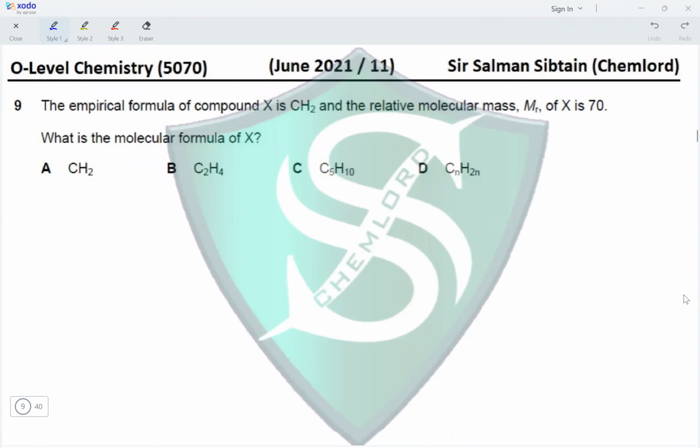Question 9. The empirical formula of compound X is CH2 and the relative molecular mass of X is 70. What is the molecular formula of X? So we need to find the Mr of 70 in each case. CH2 has an Mr of 12 plus 2, 14. In the case of B, we have C2H4. So 12 times 2 is 24 plus 4 is 28. In the case of C, we have C5H10. 5 twelves are 60 plus 10 is 70. And in the case of D, we cannot calculate the Mr here. So the correct answer for this question is option C.